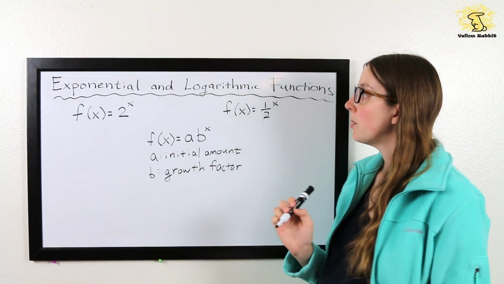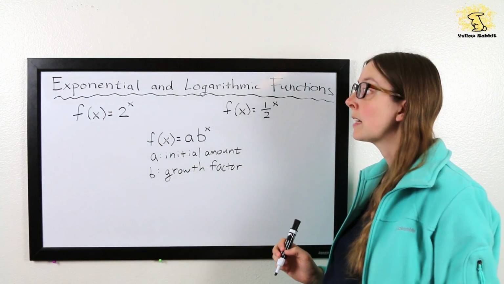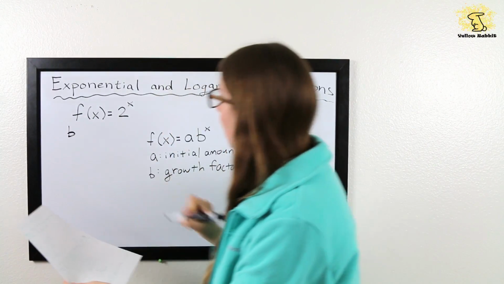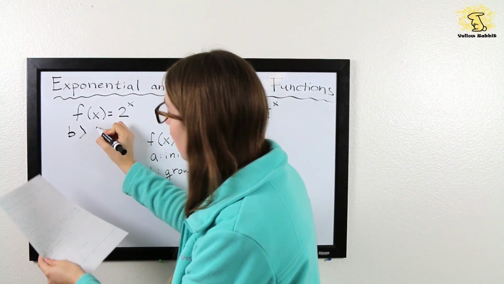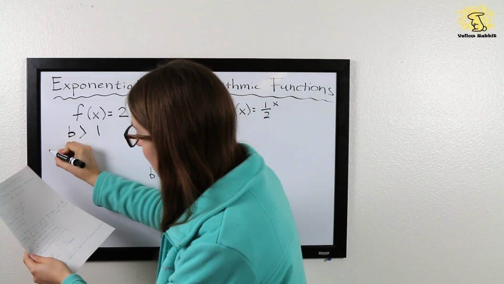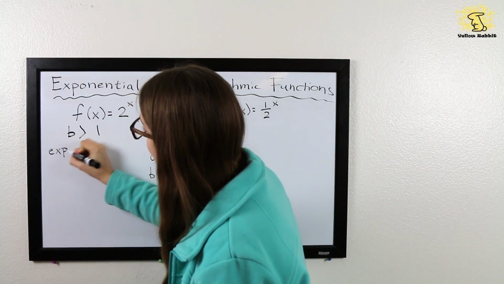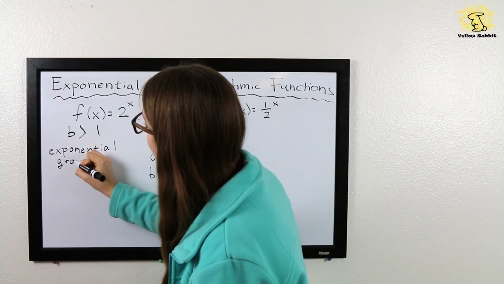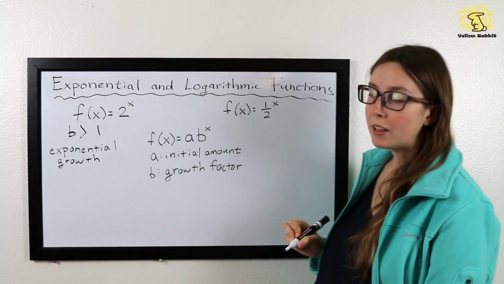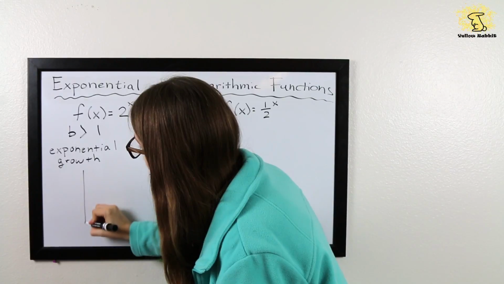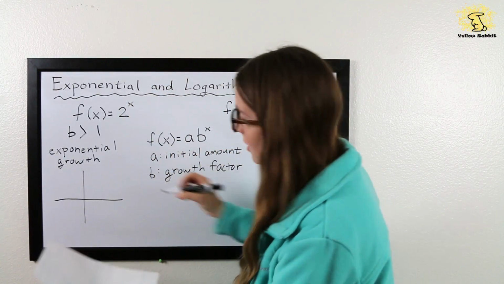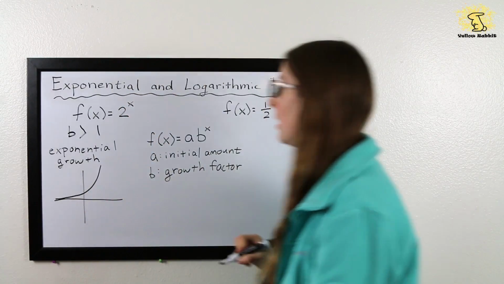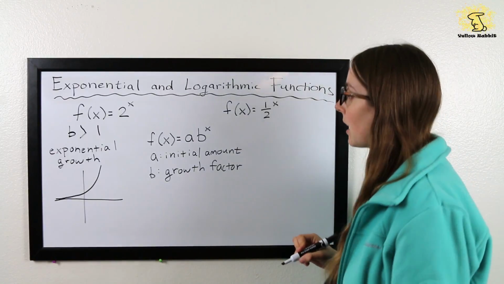One is similar to what I've put over here on this side of the board, f of x is equal to 2 to the x. This would be an example where that growth factor b is something greater than 1. This gives us exponential growth. Graphically, that looks like this. If these are our axes, we have a function that grows sharply as we increase our value of x.